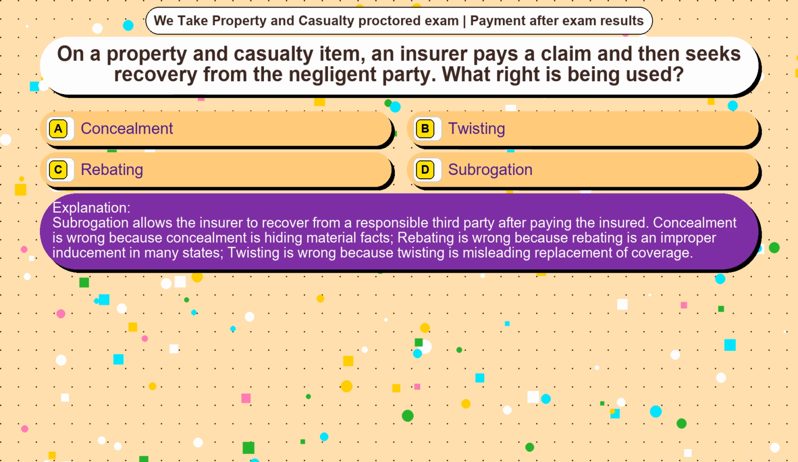Concealment is wrong because concealment is hiding material facts. Rebating is wrong because rebating is an improper inducement in many states. Twisting is wrong because twisting is misleading replacement of coverage.